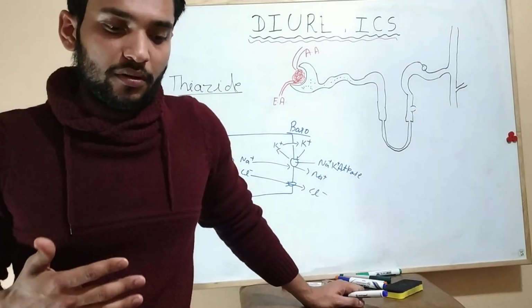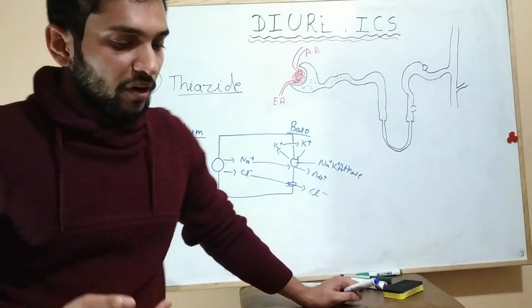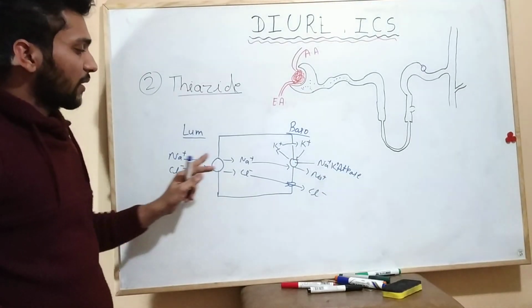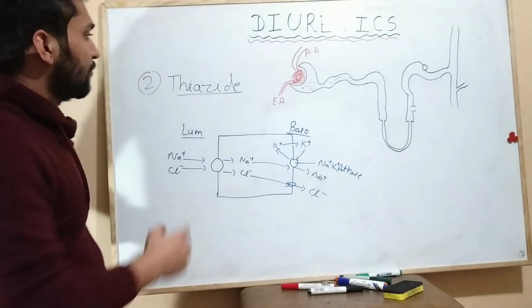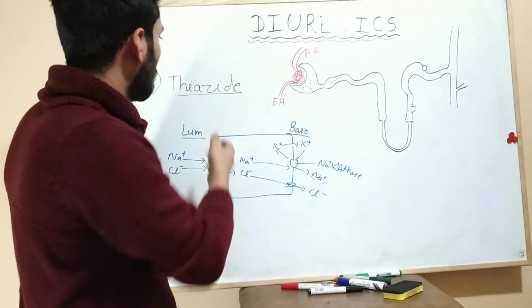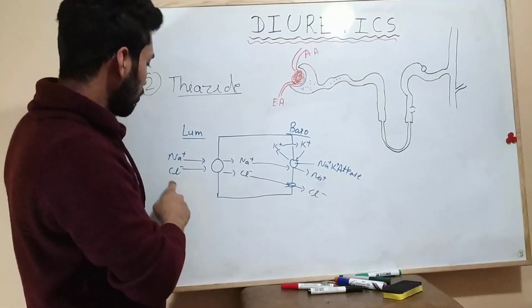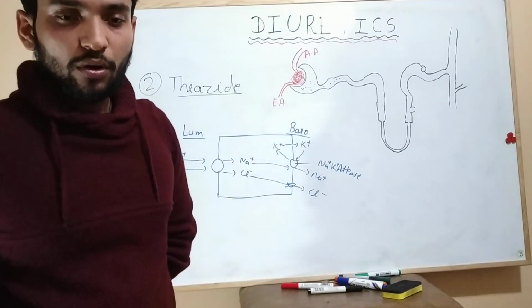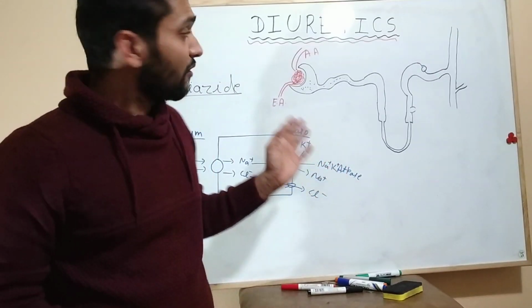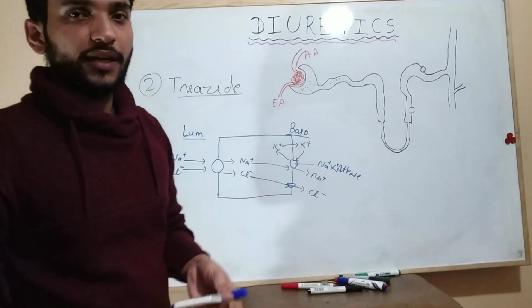There are hyponatremia. How? If we stop this transporter, sodium cannot go into the blood. If we give a high level of these drugs, then hyponatremia and hypochloremia can also be side effects, and hyperglycemia is also a side effect of these thiazide diuretics. So now we are done with the thiazide diuretics.